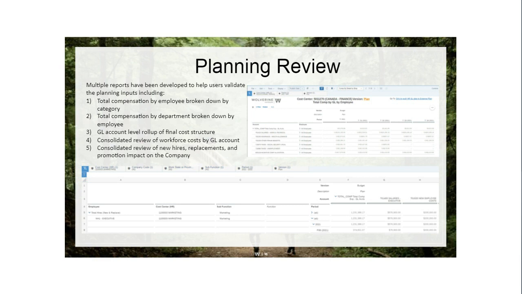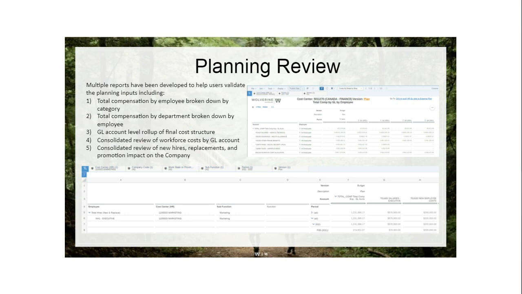The third report that we were able to create was a GL account level roll-up. So as actuals flowed through in our ERP system from our payroll, that's all applied at the GL account level. So we were able to link up all of these costs appropriately so that they would parallel our actuals and could be easily compared as we realized actual months of activity and compared it to our plan.